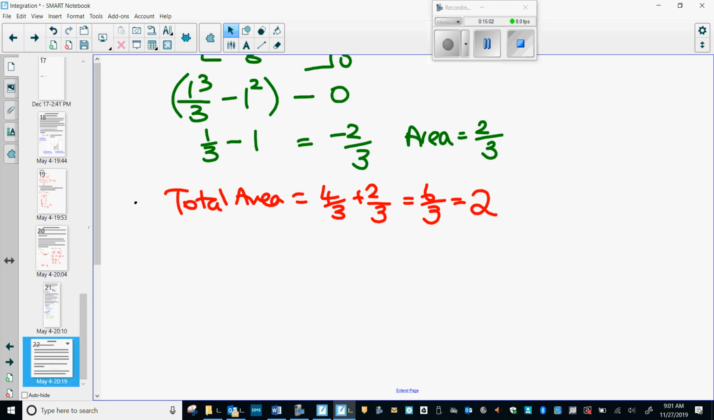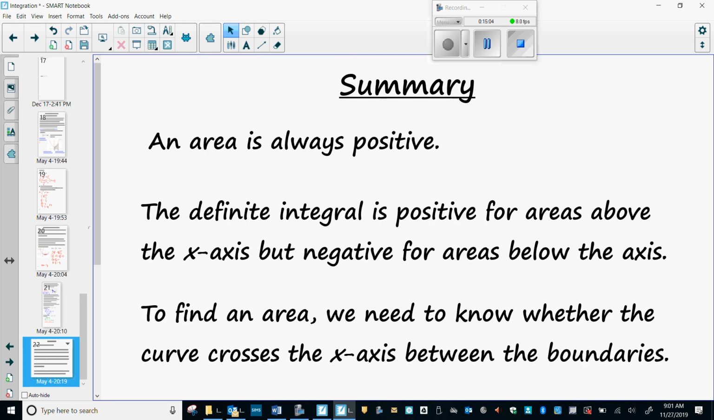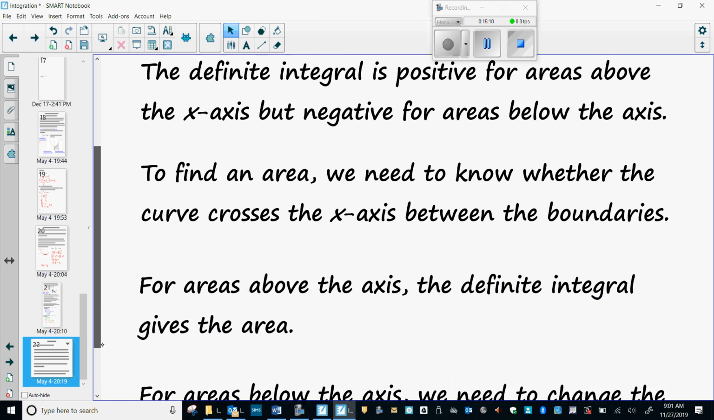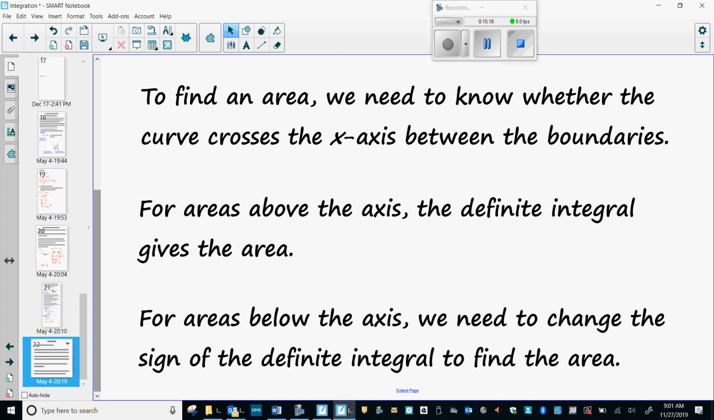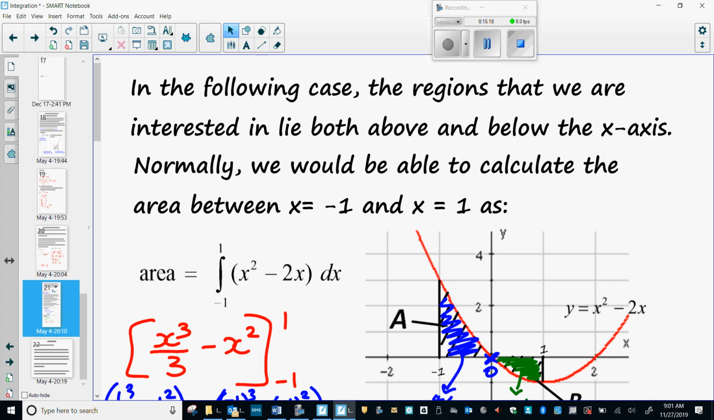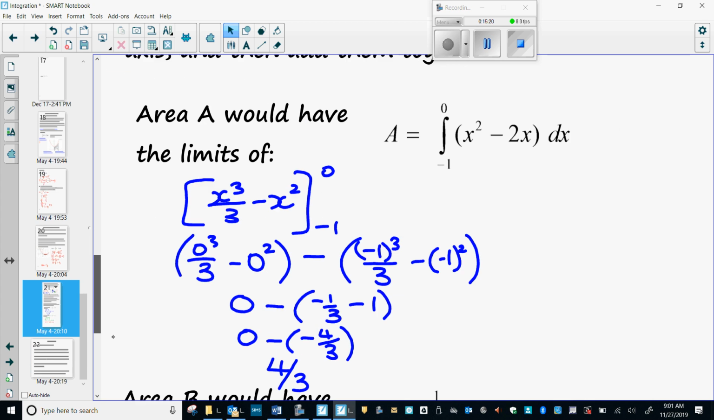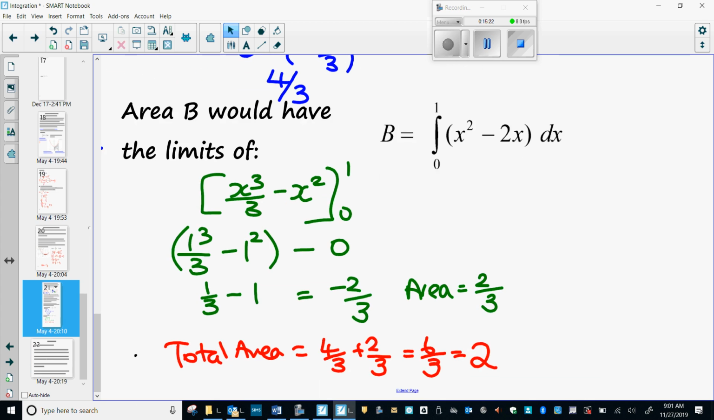What did I say at the back here? An area is always positive. A definite integral is positive for areas above the x-axis and negative below. To find the area, we need to know where it crosses the x-axis between the boundaries. Okay, so that's essentially what we do. Now I'll give you some more practice on this, and then next lesson we'll talk about finding the area between two curves.